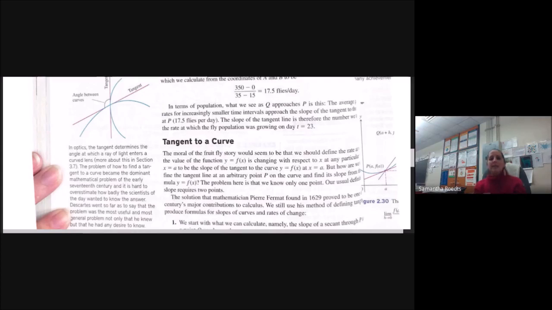The problem here is that we only know one point, and our usual definition of slope requires at least two points, or we see the curve and we can pick two points. Pierre Fermat found a solution in 1629. It was probably one of the biggest contributions to calculus in that century. We still use this method of finding tangents to produce formulas for slopes of curves and rates of change. It was developed in 1629 and we're still using it now.